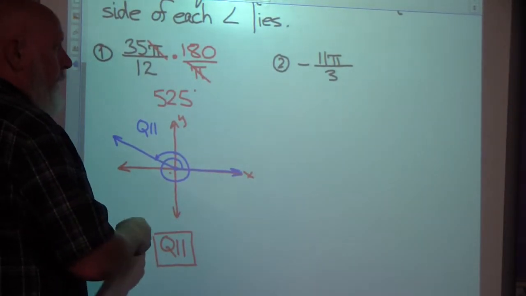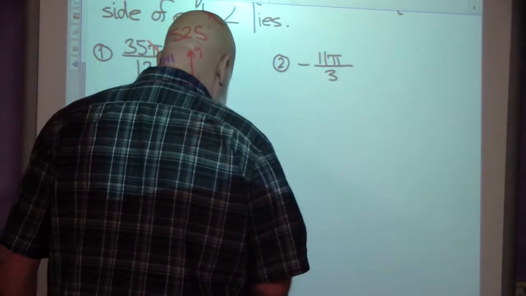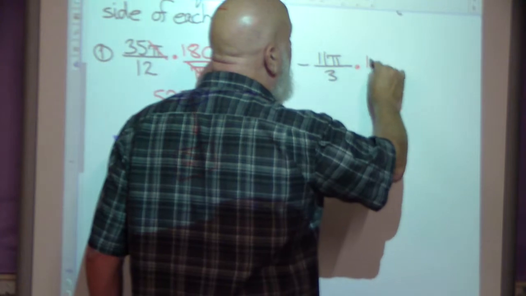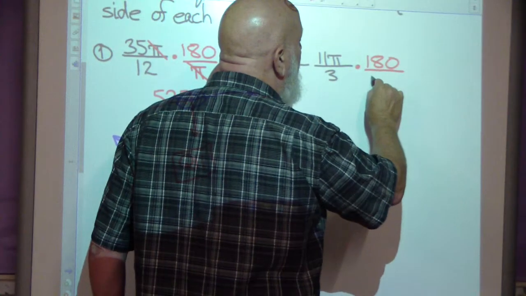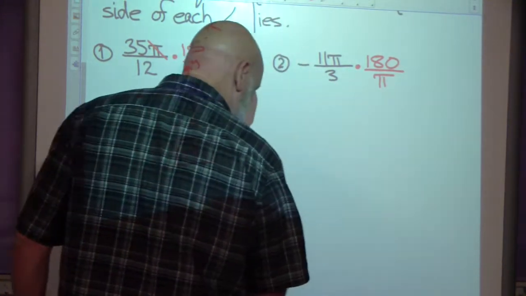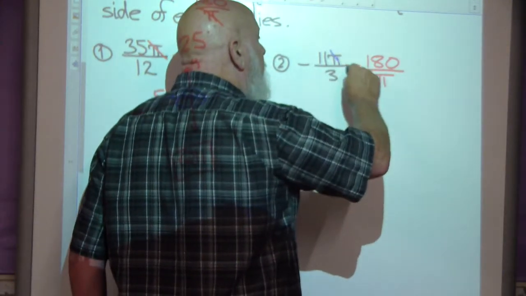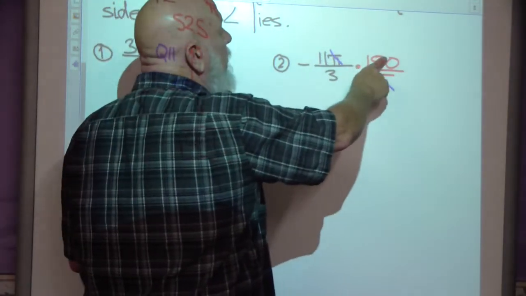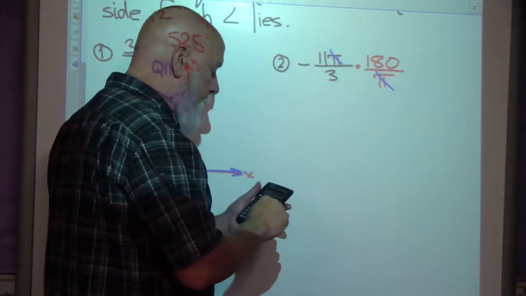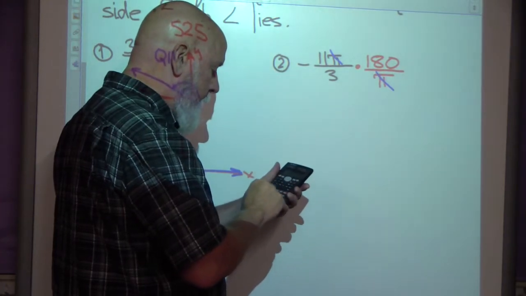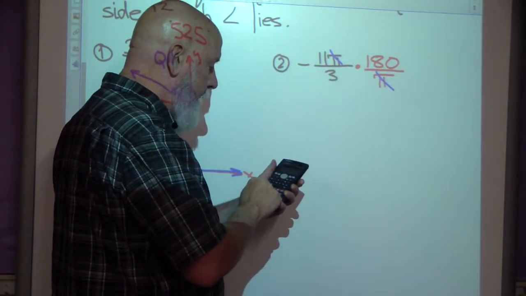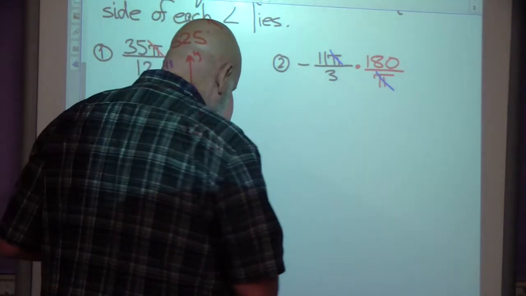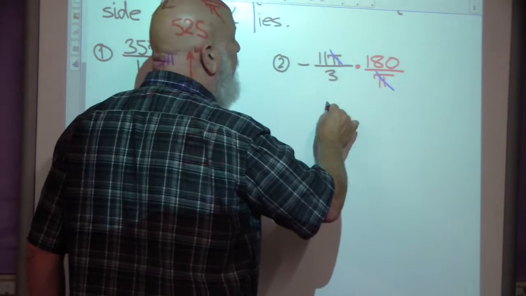There we are. Let's do another one. This is going to be negative rotation. We change it from radians to degrees. Pretty straightforward. These pi's will cancel one another out. And I will say 11 times 180 divided by 3. That's 660 degrees, and it's going to be negative rotation.